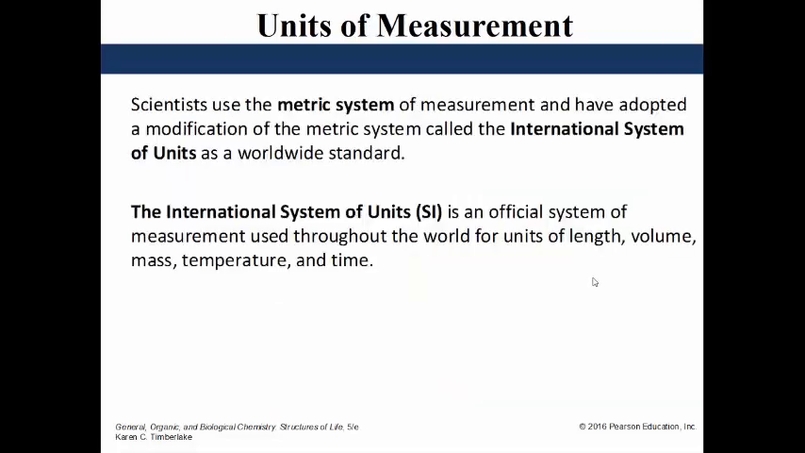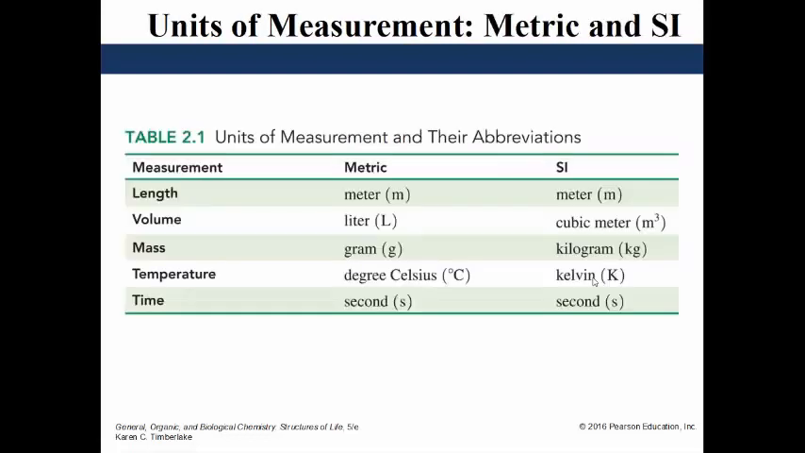Metric, English. Now, scientists throughout the world have used the metric system for measurements, and there's a slight modification of that metric system called the International System of Units, or SI units. And there's very little difference between the two. There are some units that are slightly different, but we'll get into some of those in a few minutes. But these are the units that are used throughout the world scientifically for measuring length, volume, mass, temperature, and time.